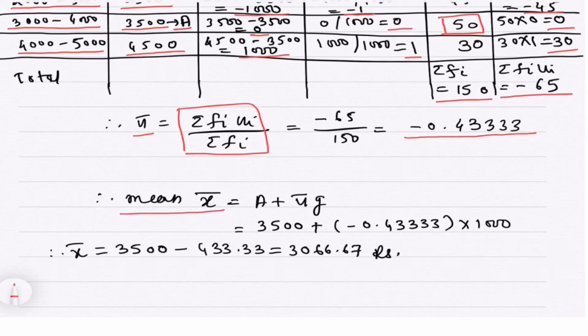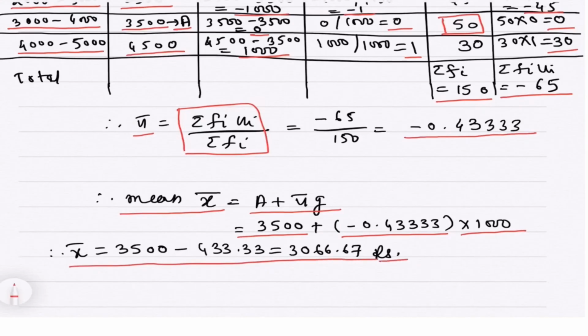As we have seen in question number 4, formula for x bar is A plus u bar into g. So let us substitute. A is 3500, u bar is minus 0.43 recurring, g is 1000. So 3500 plus minus 0.43333 into 1000 adds up to 3066.67. Answer is in rupees.